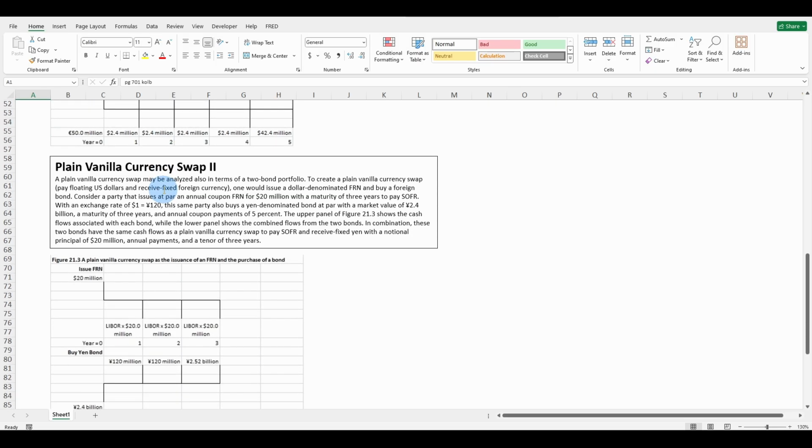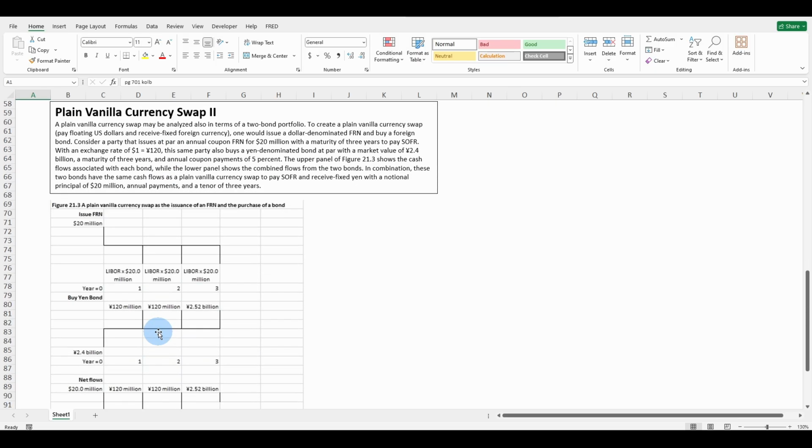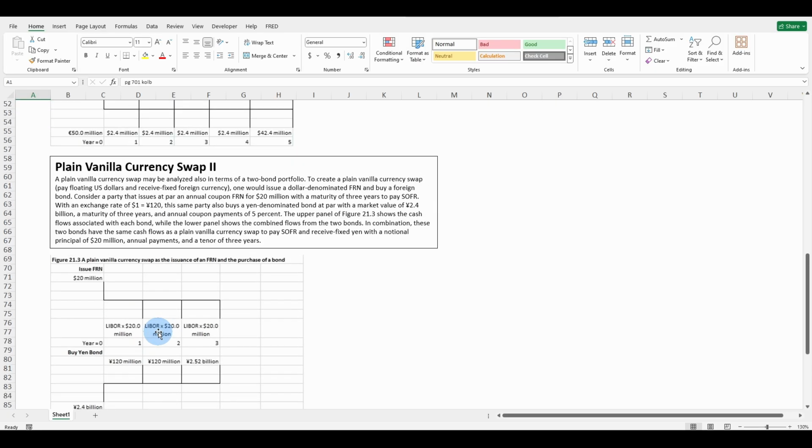Now, how about plain vanilla currency swap 2? And again, exchange LIBOR, the word LIBOR, for SOFR. I just haven't done it. A plain vanilla currency swap may be analyzed also in terms of a 2-bond portfolio. To create a plain vanilla currency swap, pay floating US dollar and receive fixed foreign currency, one would issue a dollar denominated FRN and buy a foreign bond.